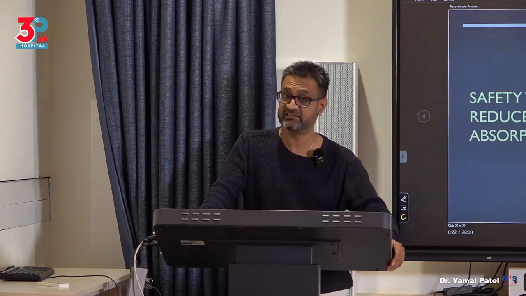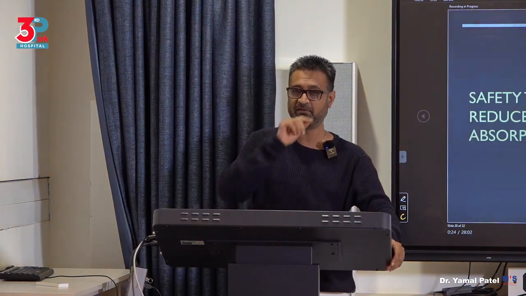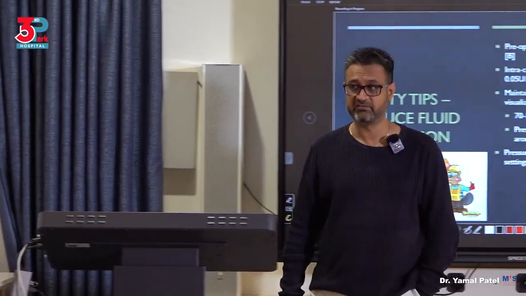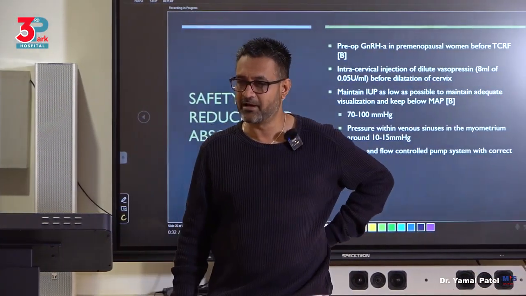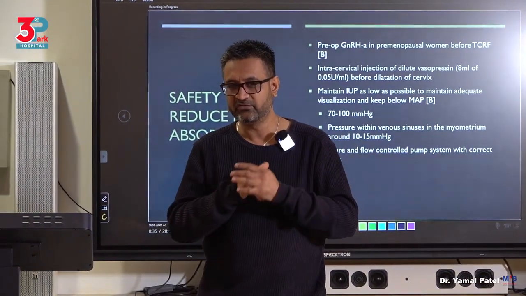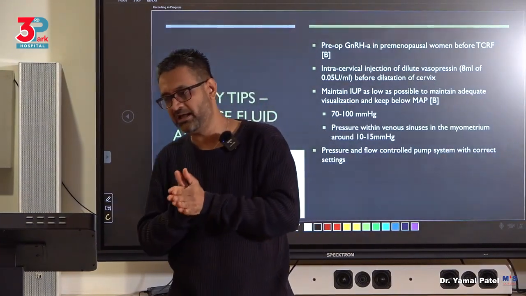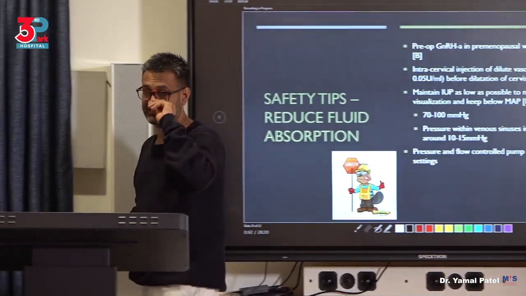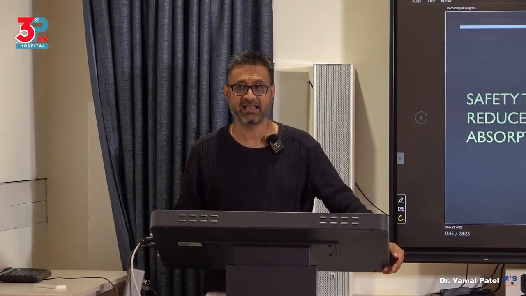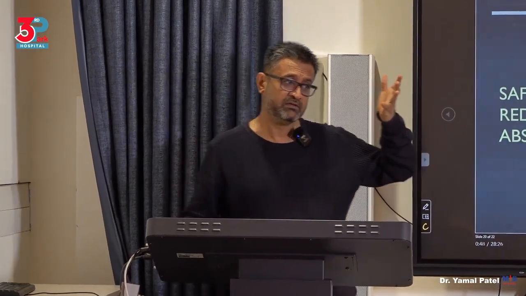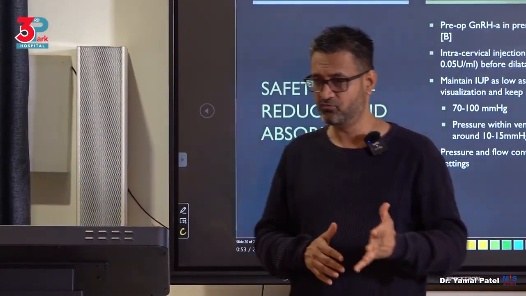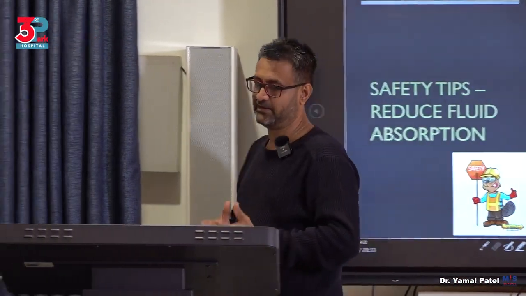One, pre-op GnRH analogs in premenopausal women before TCRF, which stands for transcervical resection of a fibroid. So it's hysteroscopic myomectomy. Before hysteroscopic myomectomy of a type 1 or type 0 fibroid, you would give this patient something to thin the cavity lining. Or you plan it in the first half of the cycle when the lining is thin. You can't do myomectomy when the lining is very thick. You'll not see the fibroid.